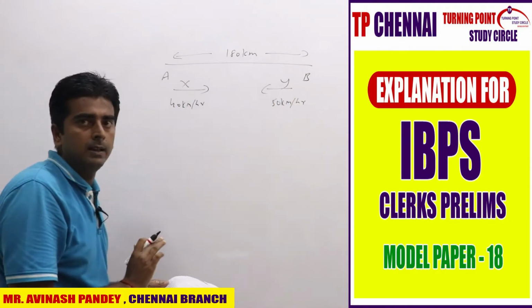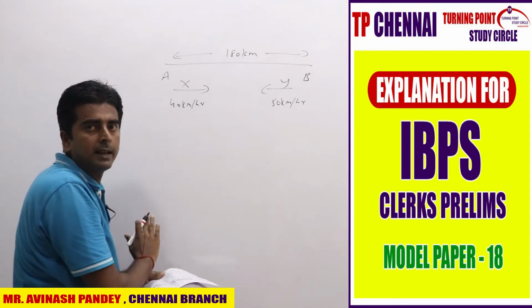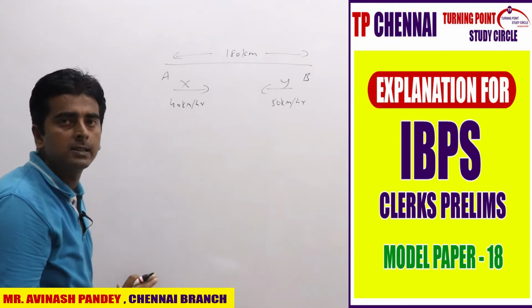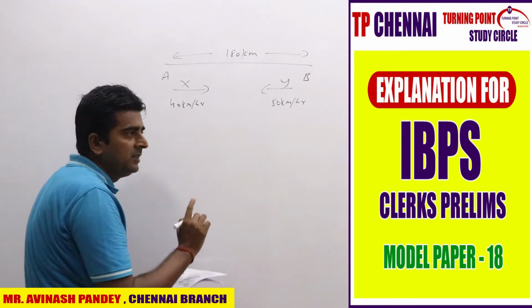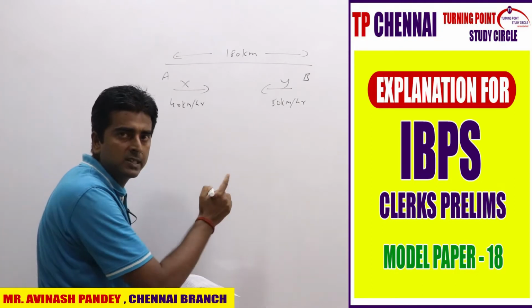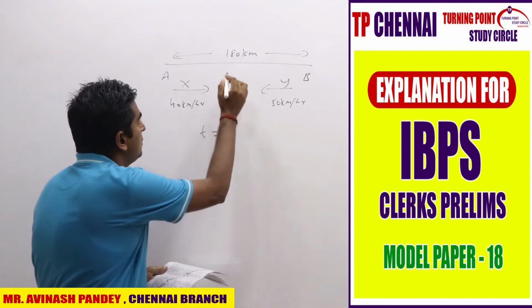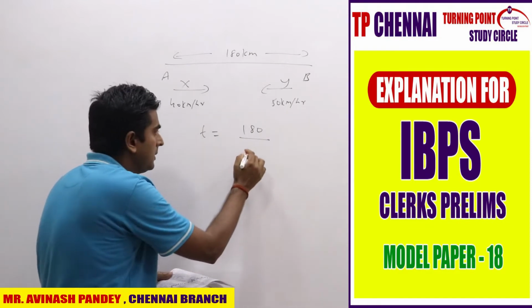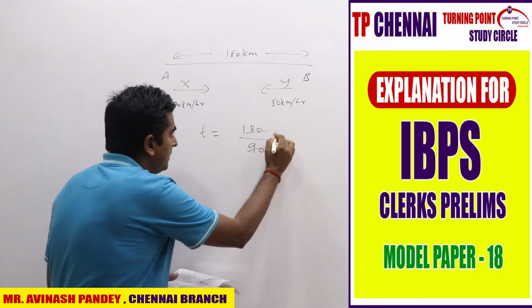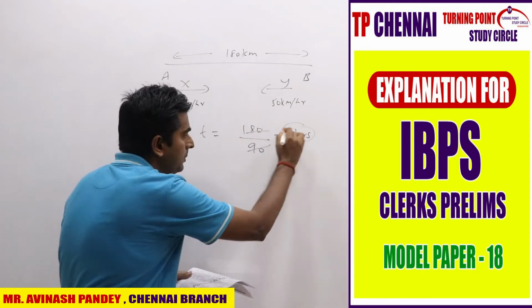So when you see here, both the trains are moving in opposite directions. Whenever two trains are moving in opposite directions, what will be the relative speed? It is nothing but the sum of the speeds, right? So speed is equal to distance by time, so time is equal to distance by speed. So 180 divided by 50 plus 40, which is 90. So what is my answer? 2 hours, right?